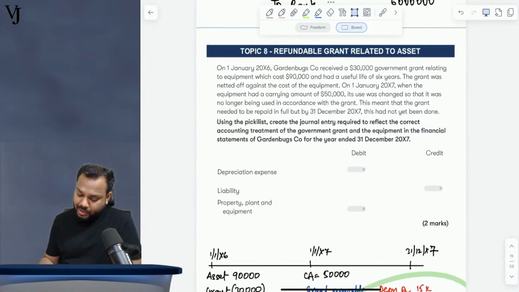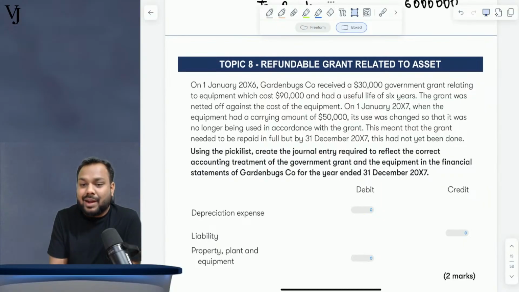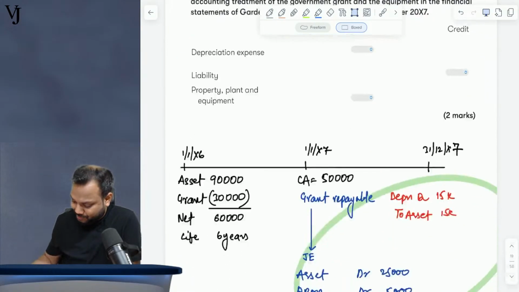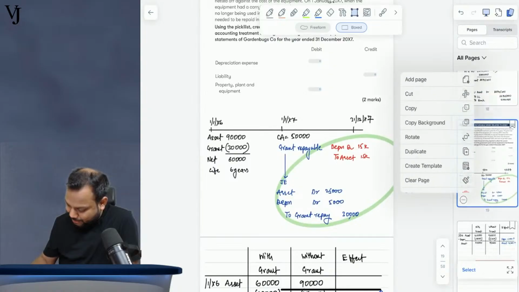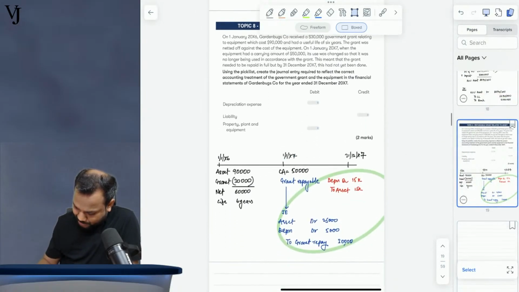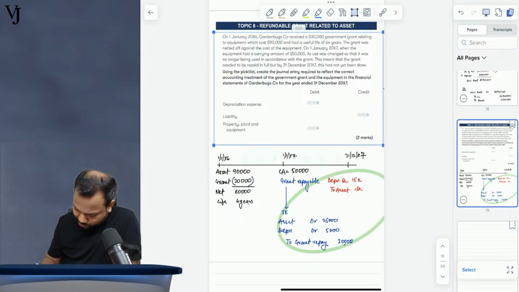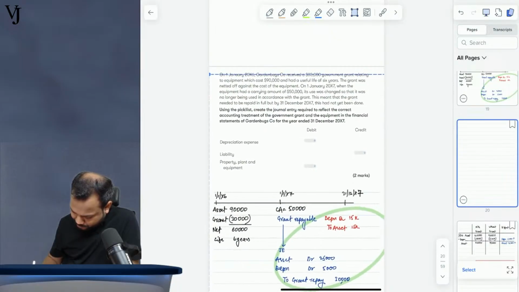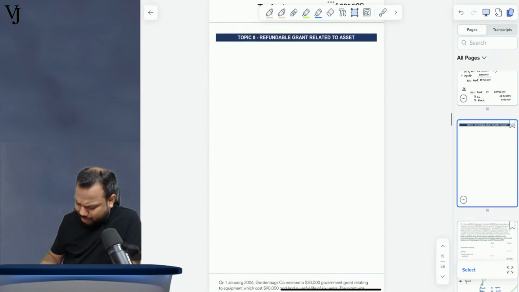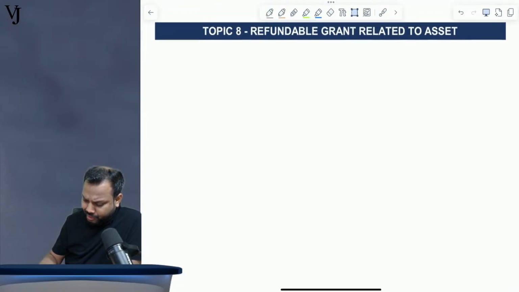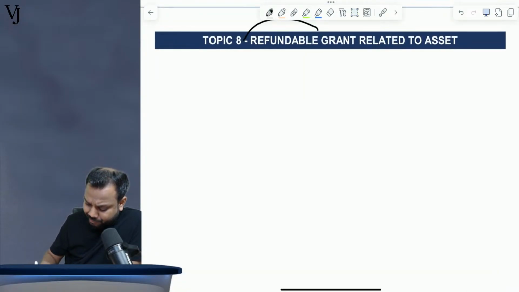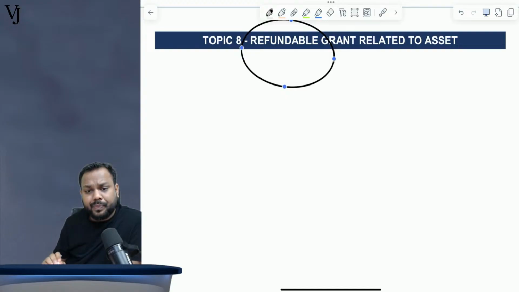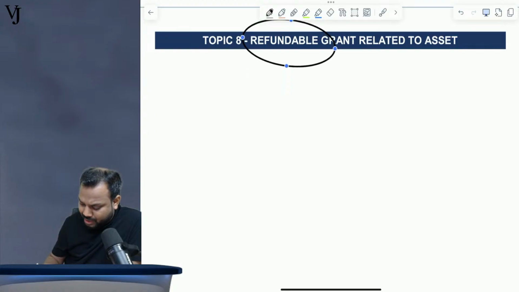Coming to topic number 8, refundable grant related to asset. Just give me a minute. I'll add a page here and I'll transfer all of these to the next page, and I'll discuss here. Now tell me, when the grant becomes refundable, what is the accounting treatment of it?